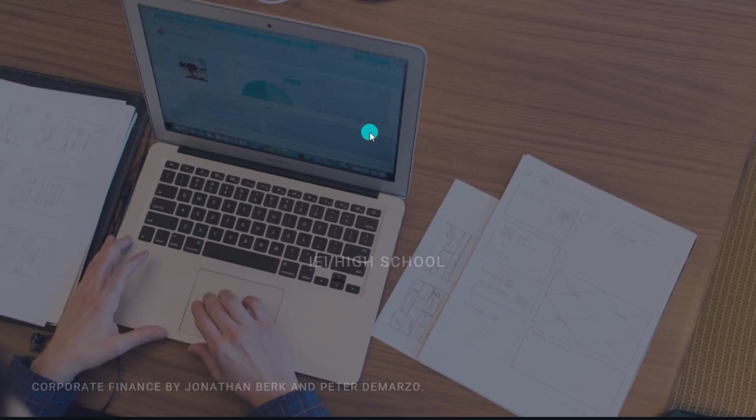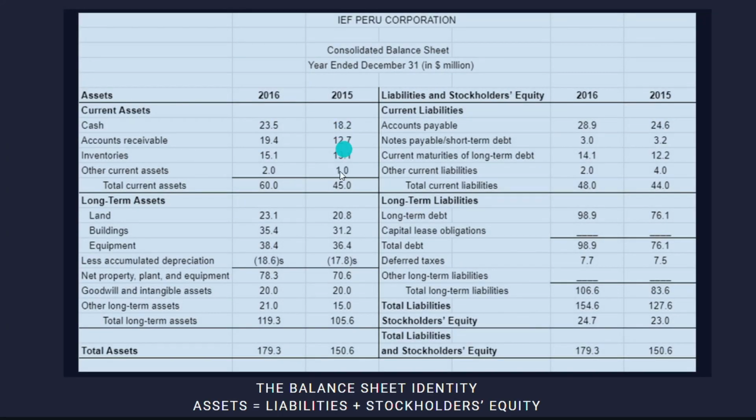In the balance sheet, also called the Statement of Financial Position, we can find the firm's assets and liabilities, providing a snapshot of the firm's financial position at a given point in time. The table shows the balance sheet for a fictitious company, Peru Corporation.